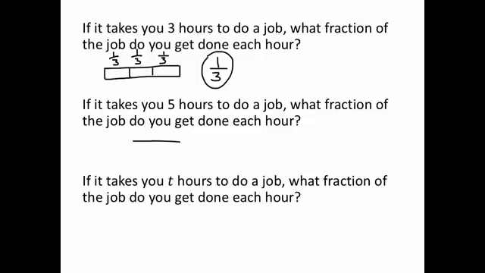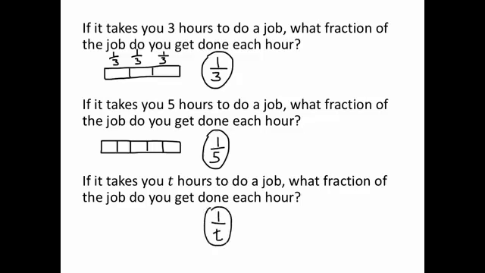Similarly, if we can get the job done in 5 hours, then we can imagine splitting our job into 5 equal pieces. And in each of those hours, we get 1/5 of the job done. So following the pattern here, if it takes us t hours to do a job, then the fraction of the job we can get done each hour is going to be 1/t. And that works even if t isn't a whole number. It really doesn't matter what kind of number t is, it's going to be 1/t.